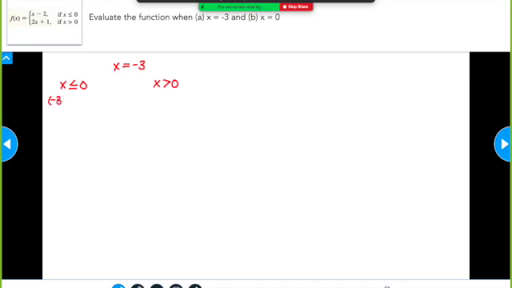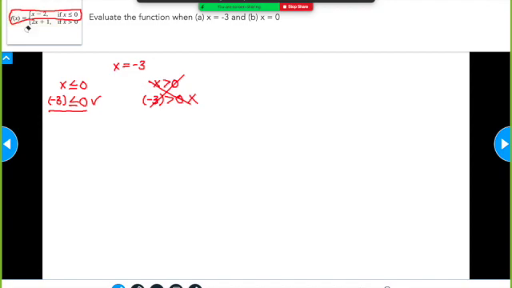So here, negative 3 is less than or equal to 0. Is that a true statement? Yes. Over here we have negative 3 is greater than 0. Is that a true statement? No. So because of that, we're going with the linear equation that says we use this one right here. So f of x is equal to x minus 2, because of the fact that negative 3 is smaller than or equal to 0.